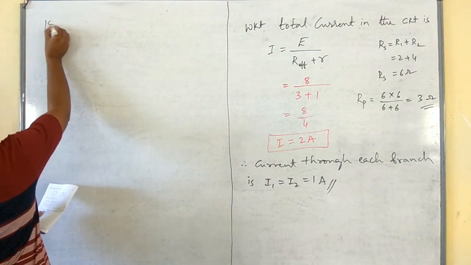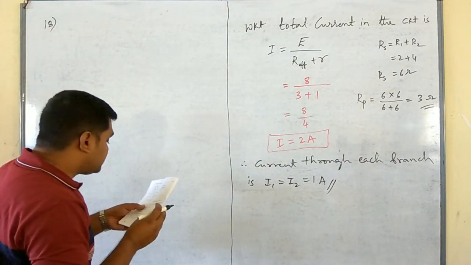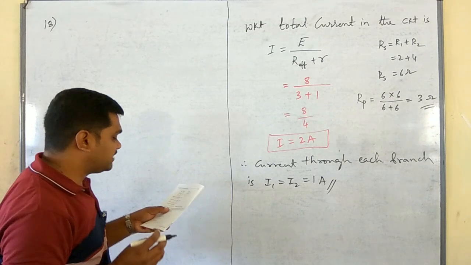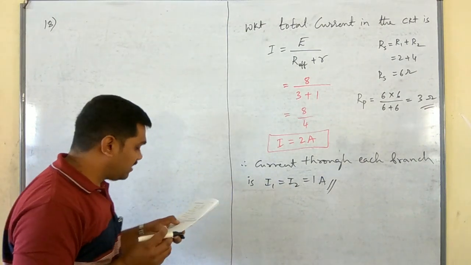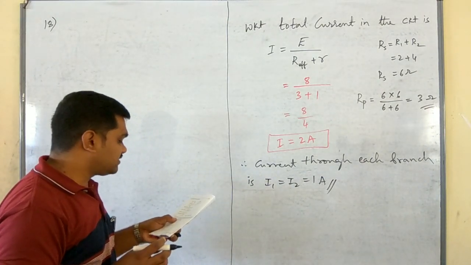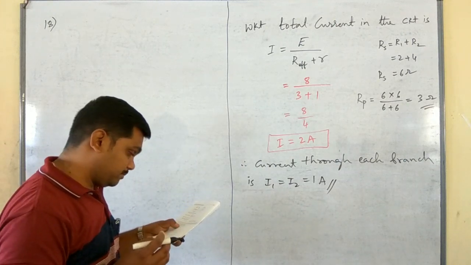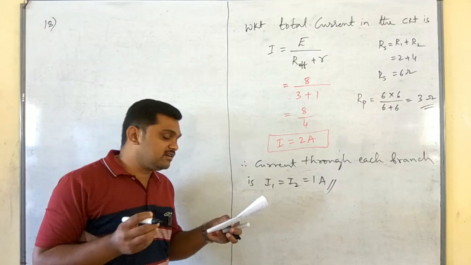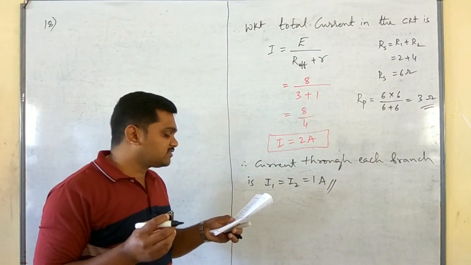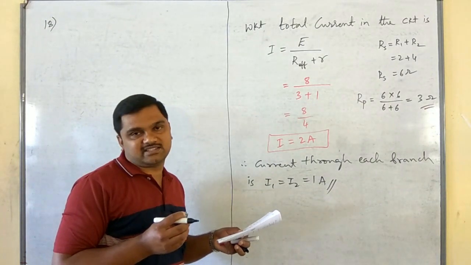Question number 18. 3 resistors 3 ohm, 4 ohm and 6 ohm are connected in parallel. They are connected to a cell of EMF 2 volt and internal resistance 2 by 3 ohm. Find the current drawn from the cell and the current through 3 ohm resistor.